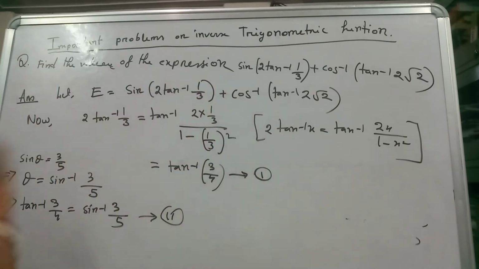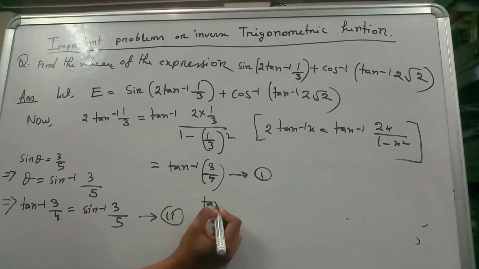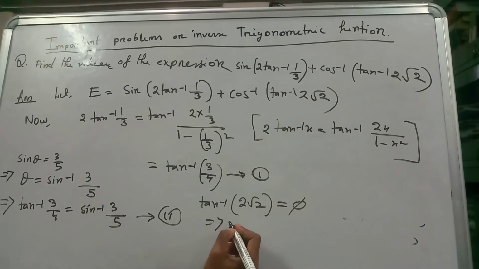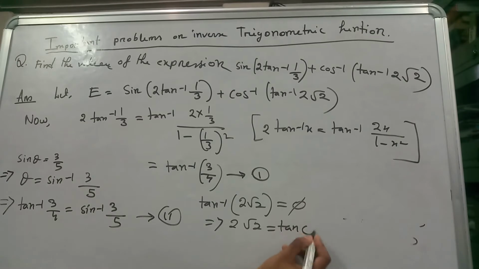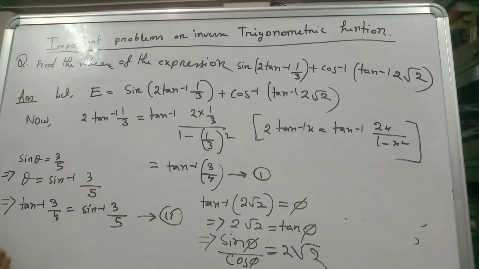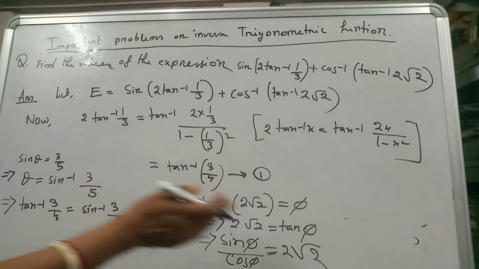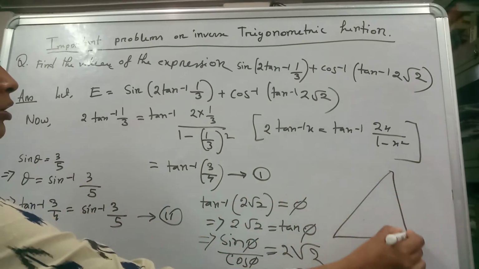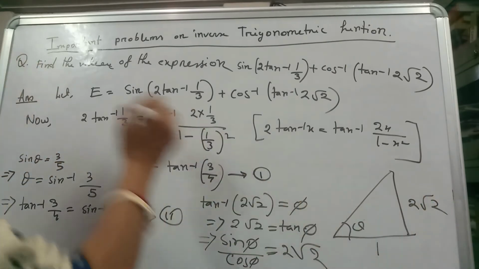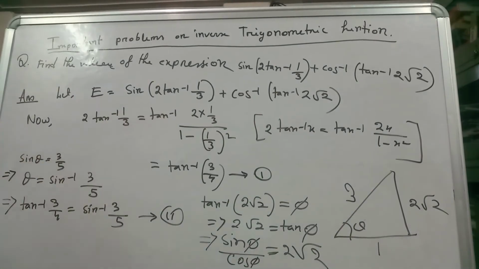Now from the expression, our second term is cos inverse tan inverse 2 root 2. Again we will put tan inverse 2 root 2 equal to phi. Therefore 2 root 2 equal to tan phi, so sin phi divided by cos phi equal to 2 root 2. Similarly, if we draw a triangle where phi is our angle, the sides will be 1 and 2 root 2, then obviously the hypotenuse will be 3.